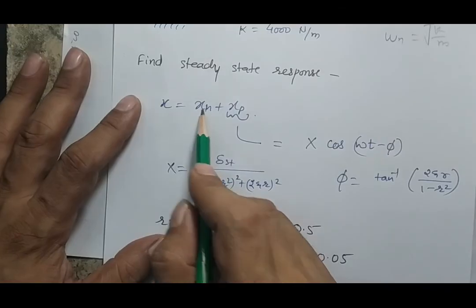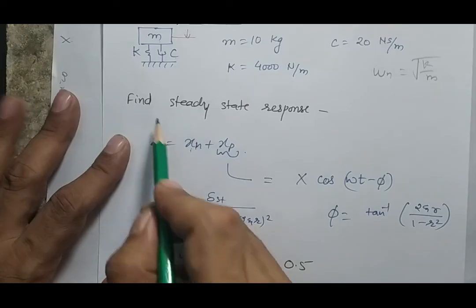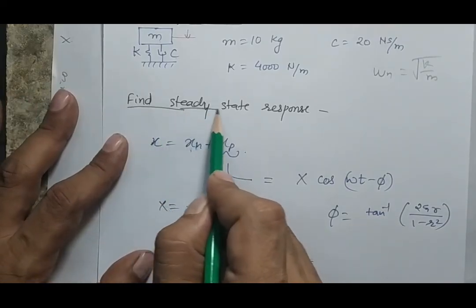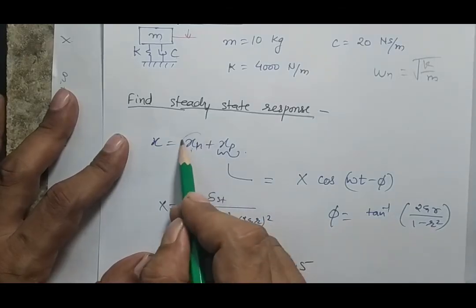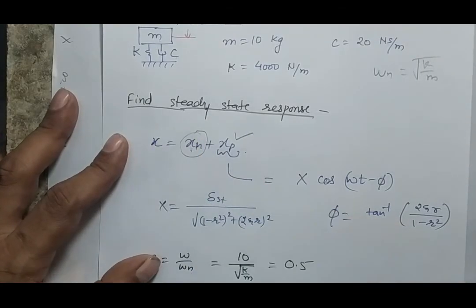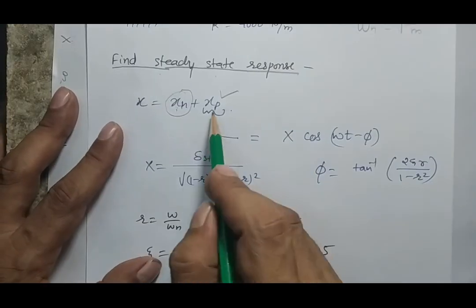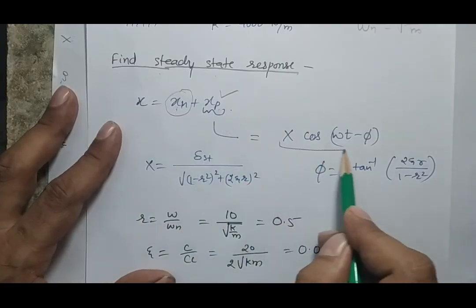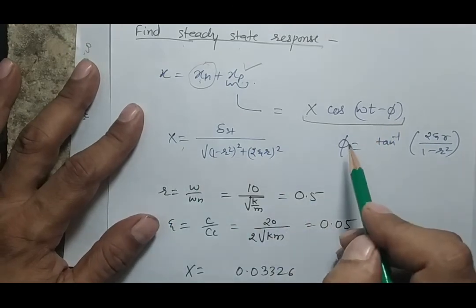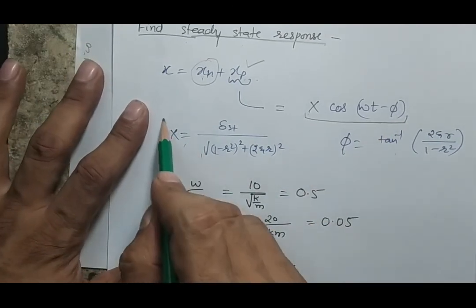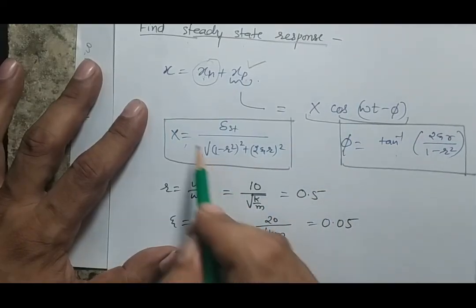So my response will have two parts, homogeneous part and the particular integral part. But as I said, in the question it is hard to find the complete response. Why? Because after a certain period of time, the homogeneous part will die out and only the steady state part will exist in your system. So if you are interested to get the steady state response, the formula for the steady state response is this one. That means first you have to calculate the x and then you have to calculate the phi. These are the formulas for x and phi. As I said, you should remember these two formulas. So this is the response.